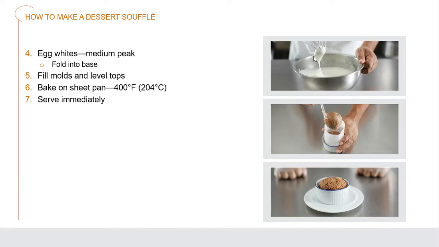So we fill the molds up to the level where we want them to be, and we place them into an oven at 400 degrees, a fairly hot oven, and they go into the oven with the door closed. We don't open it until we're ready to serve it. And as soon as we are ready to serve these, that's when we take them out of the oven.